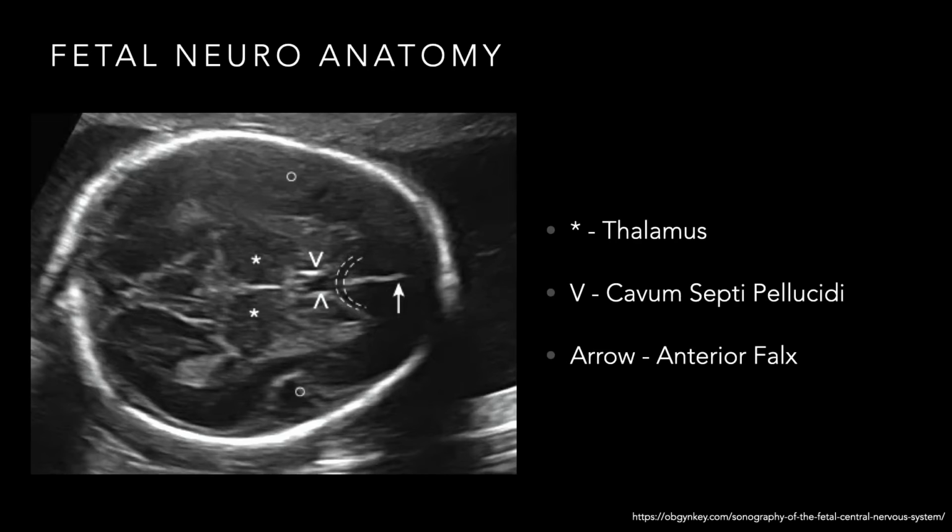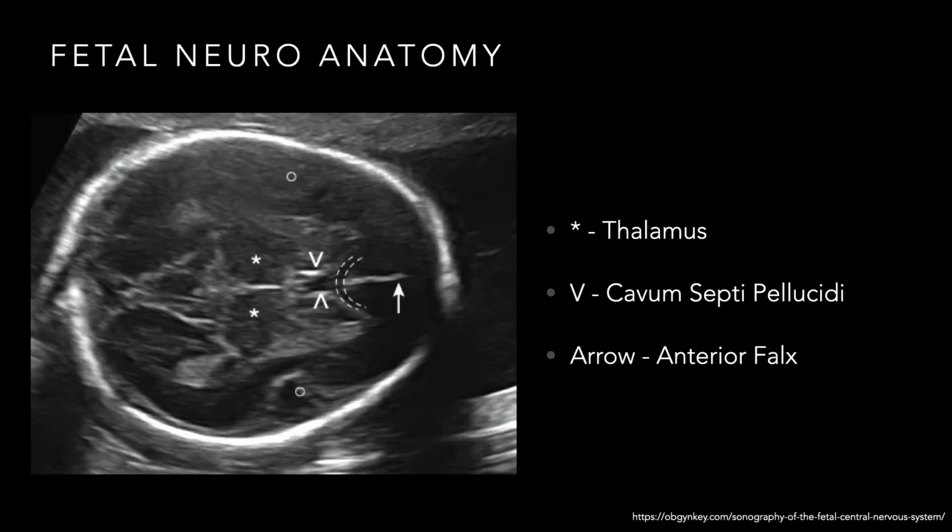We don't want high up in the brain. We don't want way down low. We want right in this area where we can see the paired thalami, right? So you can see the asterisk represents each different side of the thalamus, and the arrow on the right points to the anterior falx.